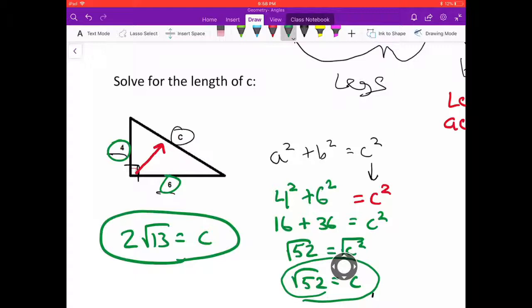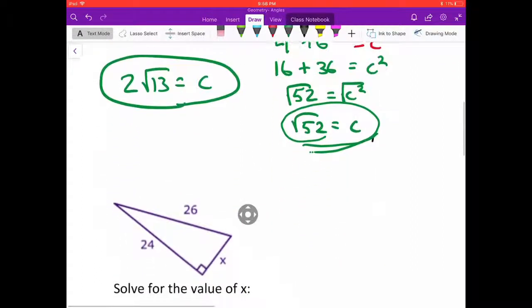And we solve using our algebra methods here: square 4, square 6, add them together, square root both sides, and then break down our square root here. Alright, we're going to do another problem next. That looks just a tiny bit different, but still has the same concept.